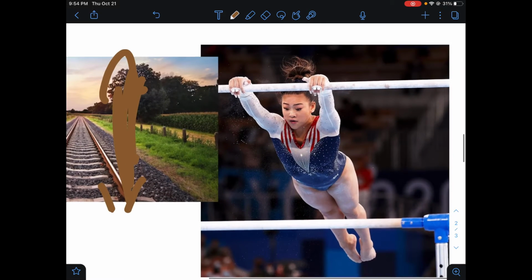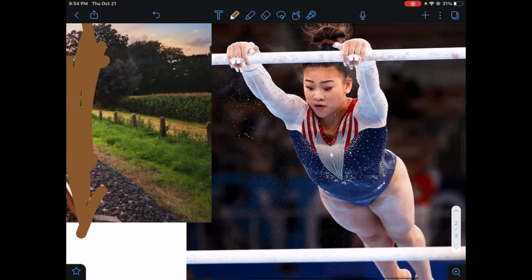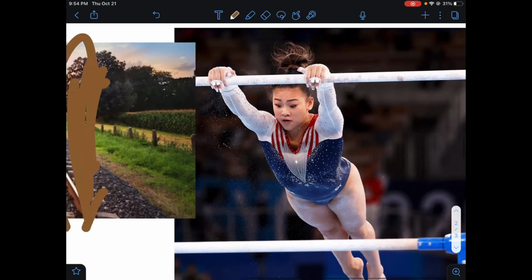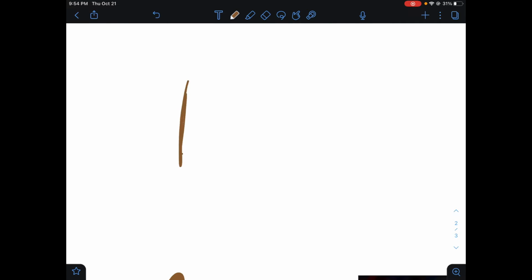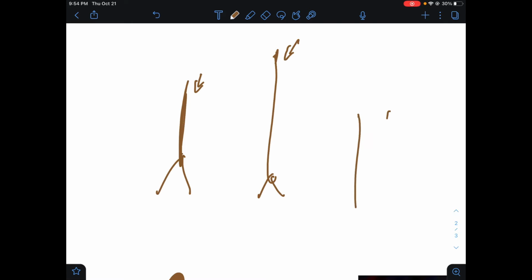Another example is what gymnasts use to do flips and tricks. This machine looks like this. There is a bar here and there's another bar here, and from the top they look like this. So that's a parallel line.